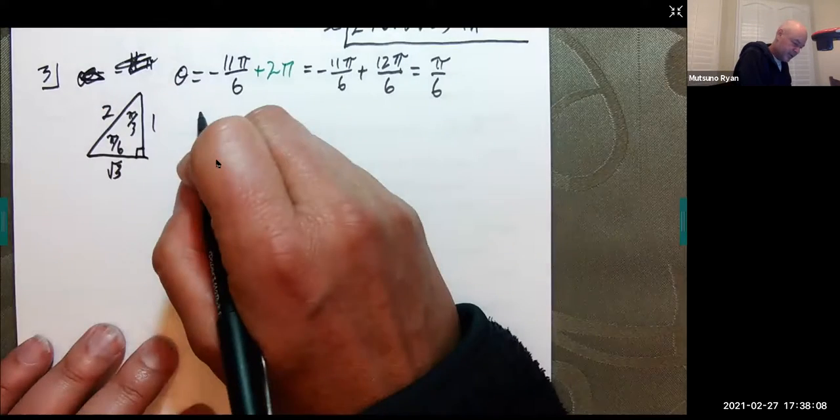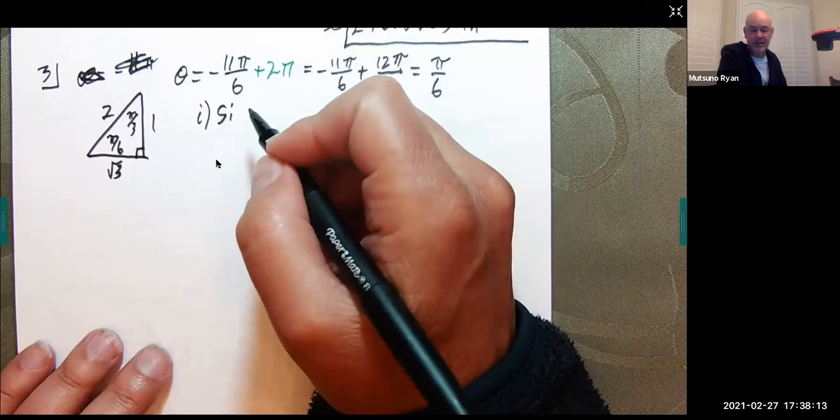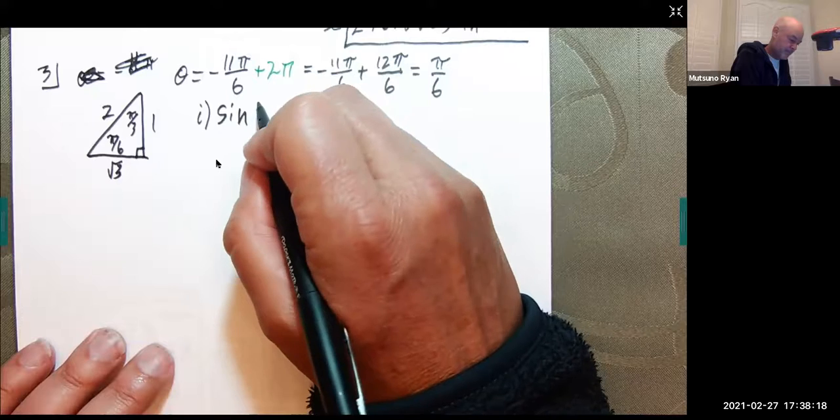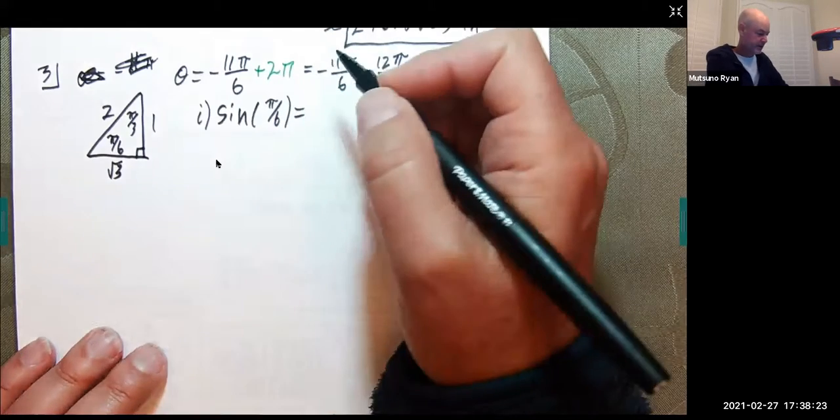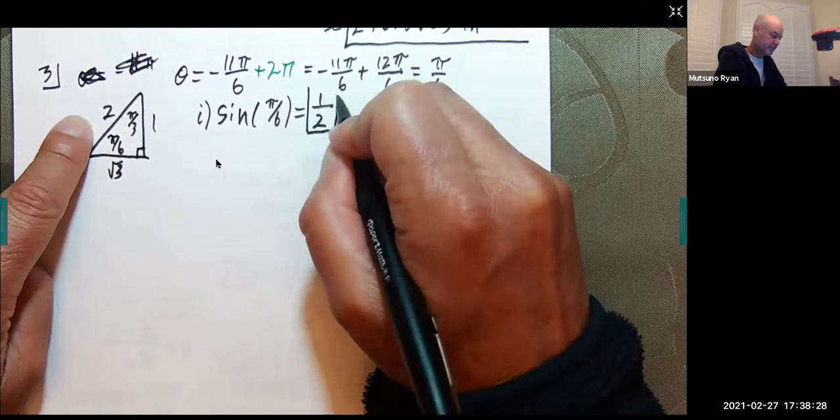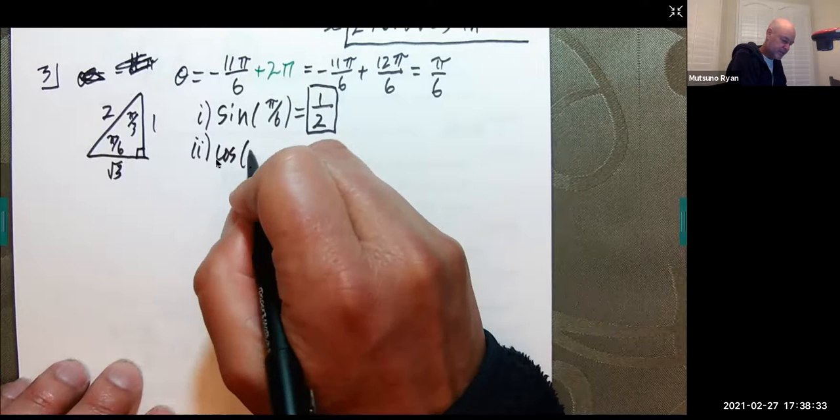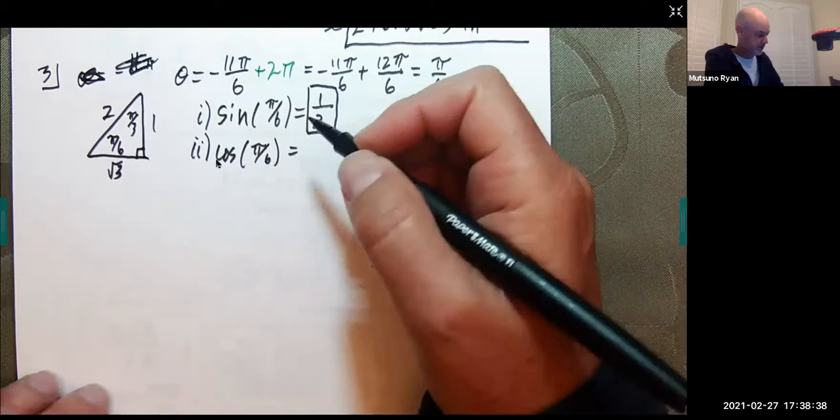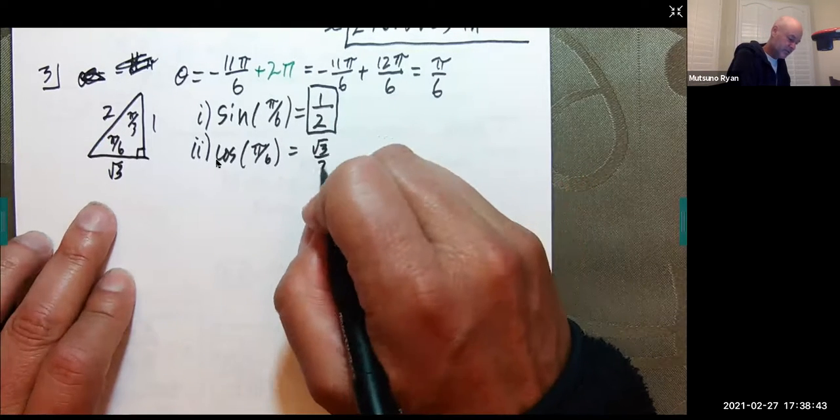So first off, they want the exact value, which means you can't just dump it in your calculator. If you get a decimal approximation, you'll get marked off. We know sine is the opposite over the hypotenuse. So there's our first answer. Next up is cosine of pi over 6. We know cosine is the adjacent over the hypotenuse. So that is root 3 over 2.